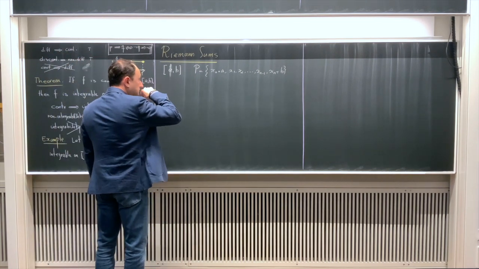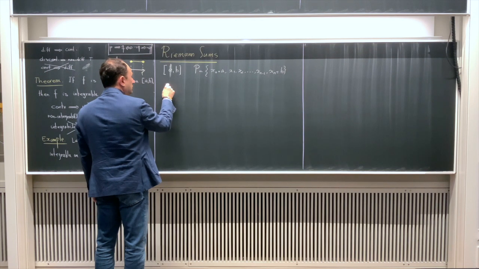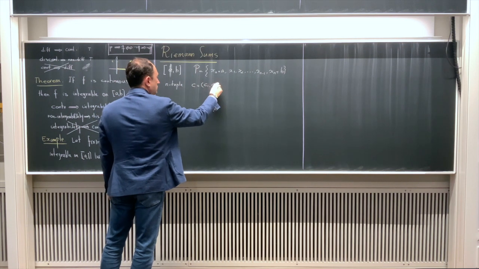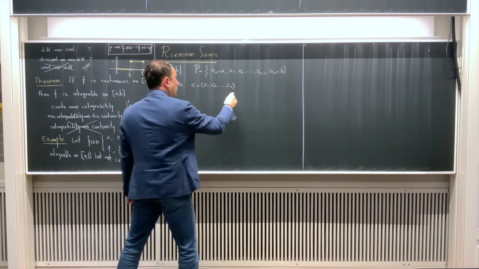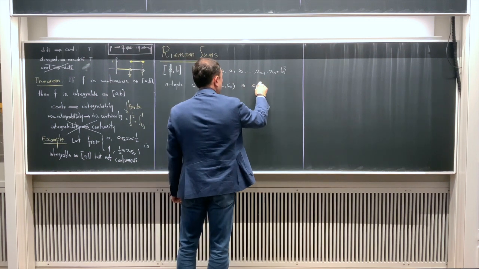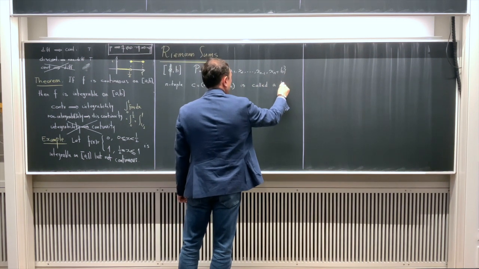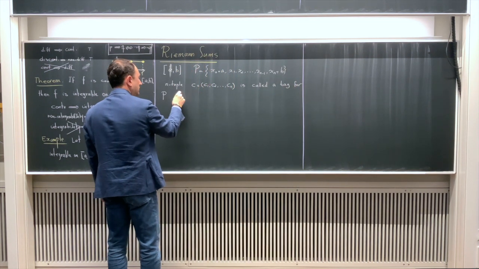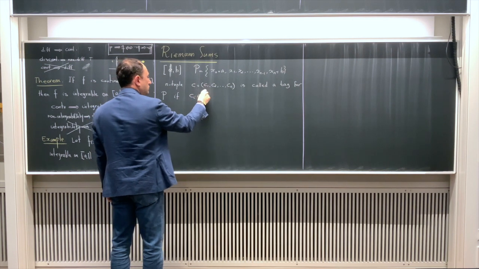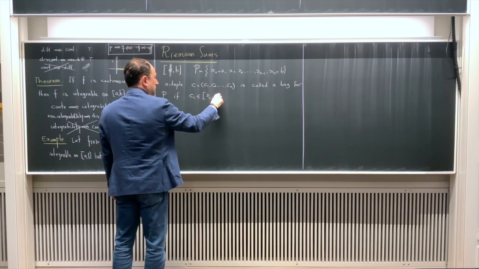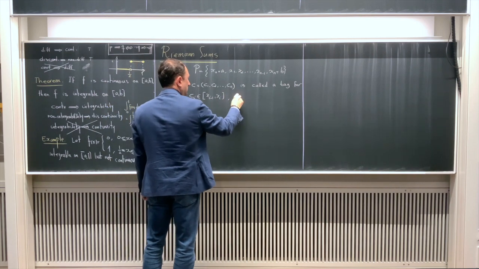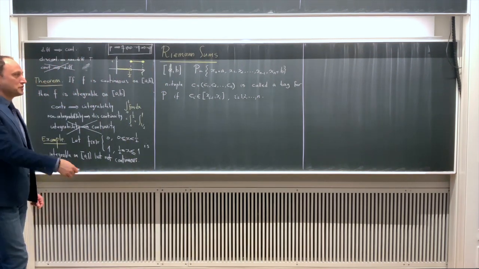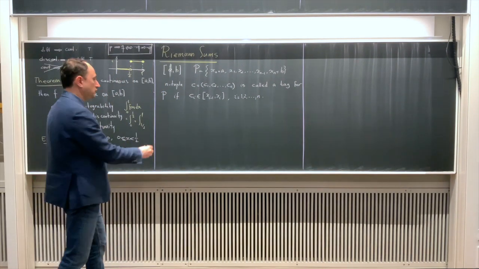Okay, an n-tuple c1, c2, up to cn is called a tag for this partition P if ci belongs to the ith interval. That's a tag. It's a good name because I want to refer to this. So what is the meaning of this?